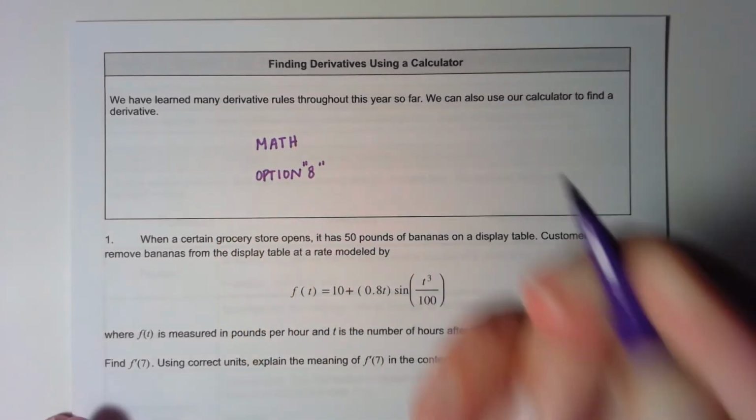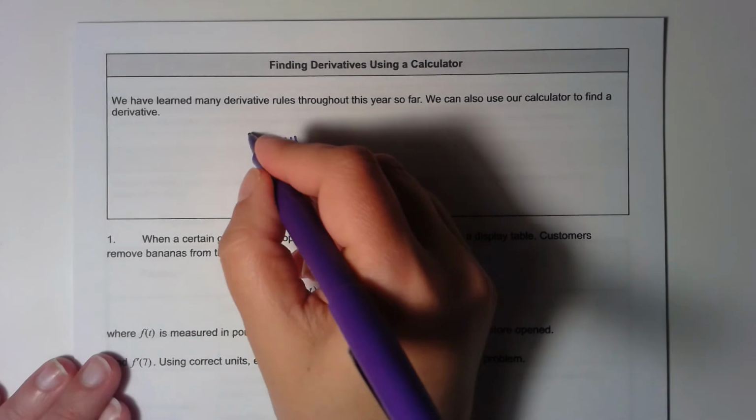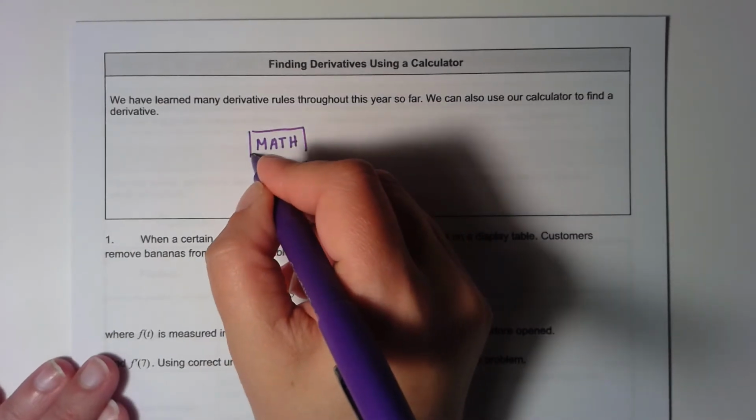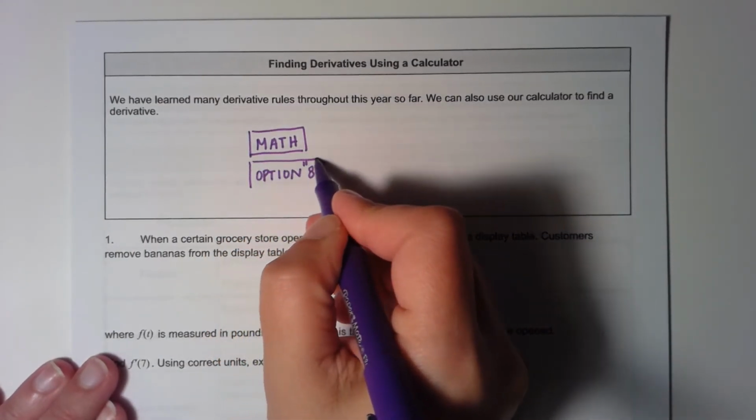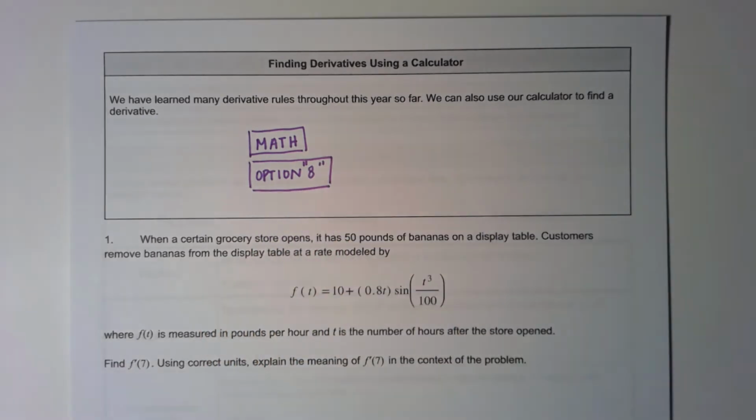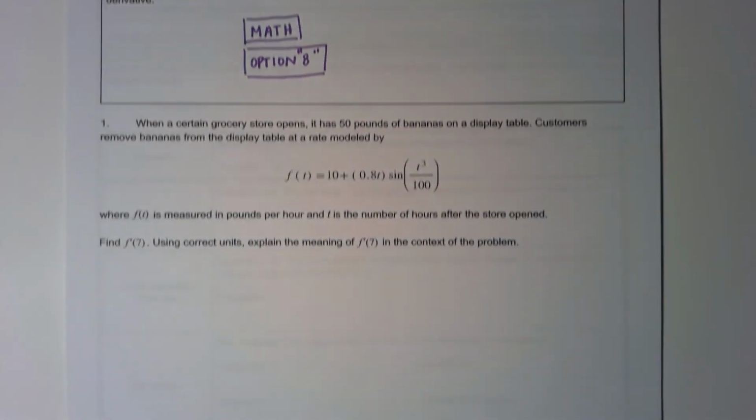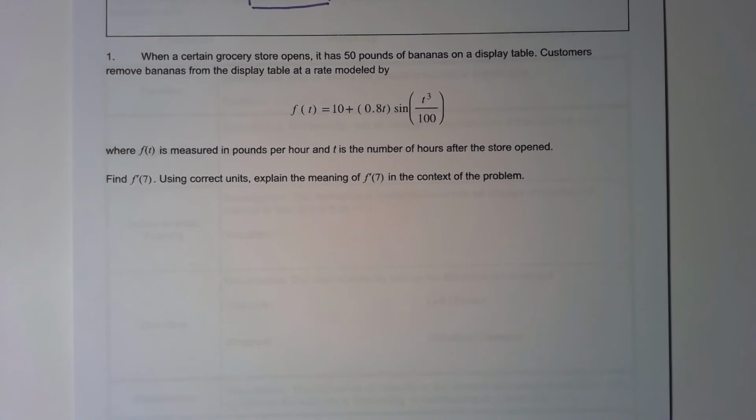And you can actually push the number 8 instead of scrolling down to find that option, or you can scroll down every time to find that option. So let's try this problem. It says when a certain grocery store opens, it has 50 pounds of bananas on a display table. Customers remove bananas from the display table at a rate modeled by this function, where f of t is measured in pounds per hour, and t is the number of hours after the store opened.